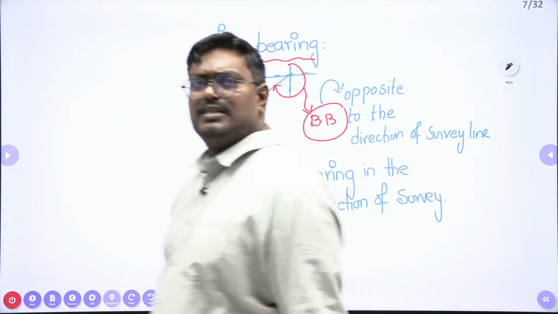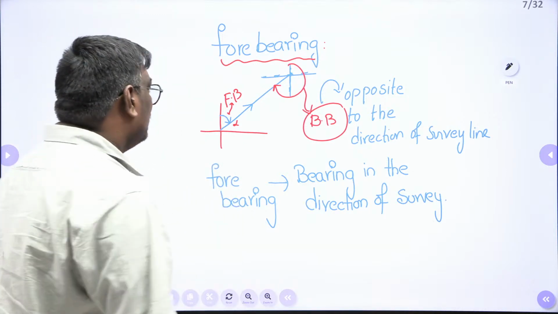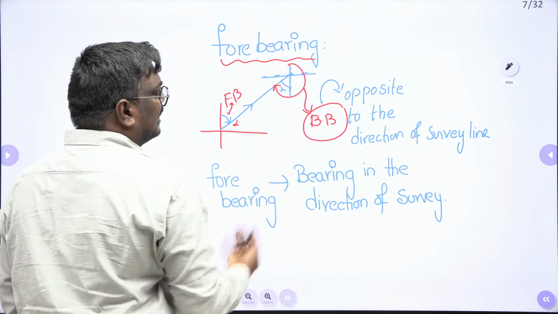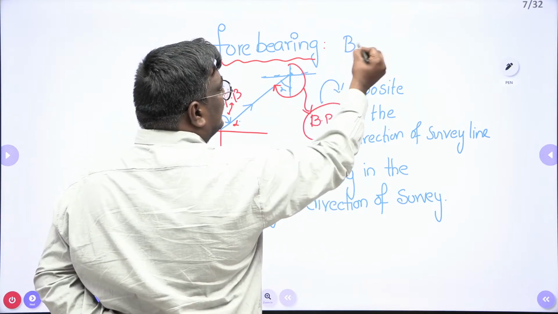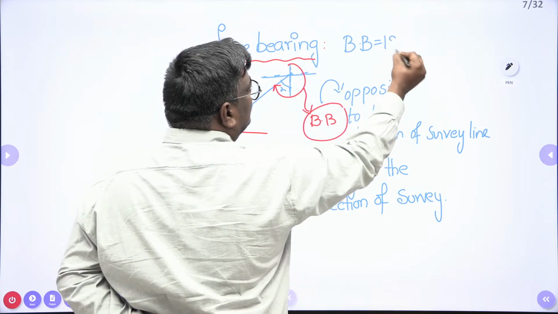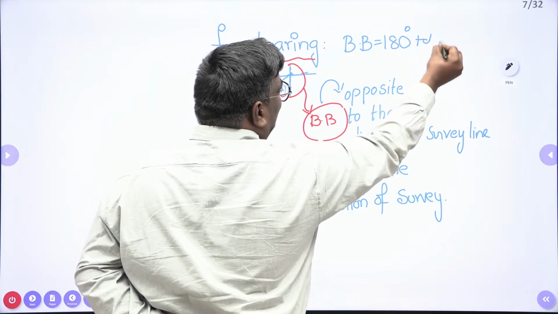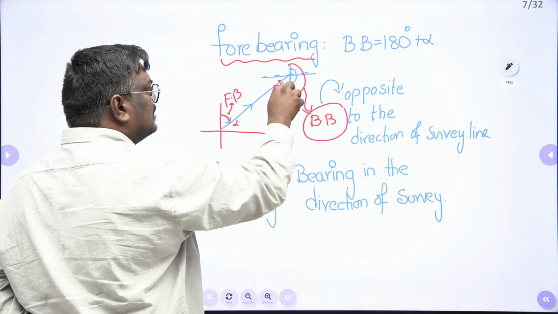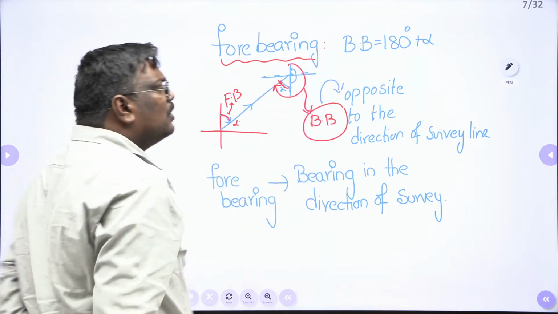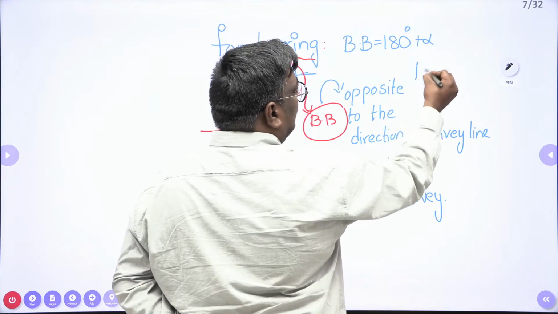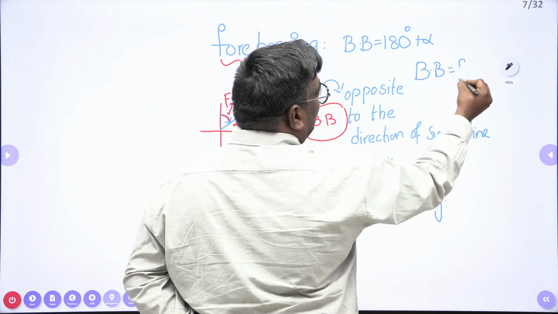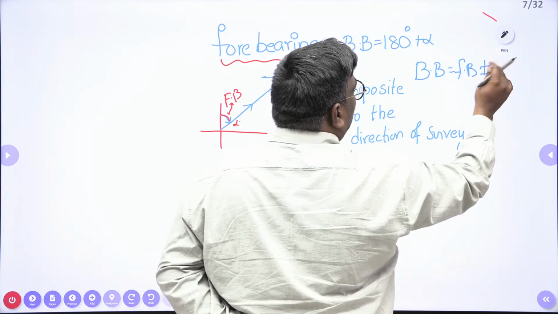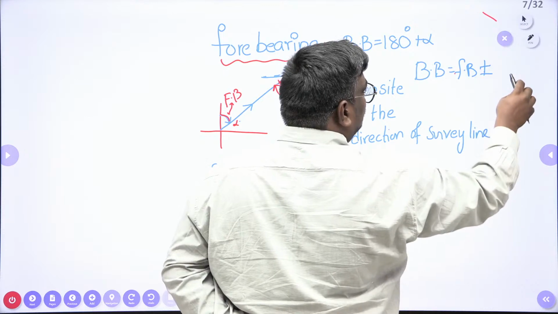Now, my dear students, this is as simple as your mathematics. Suppose this is alpha, we call this also alpha because these are alternate angles. So you can write back bearing is equal to 180 degrees plus alpha. Am I clear or not? See here, this is supplementary and this is alpha. This is alpha and this is alpha. So plus 180 will give you the result. So you can write, my dear students, back bearing is equal to forebearing plus or minus 180.